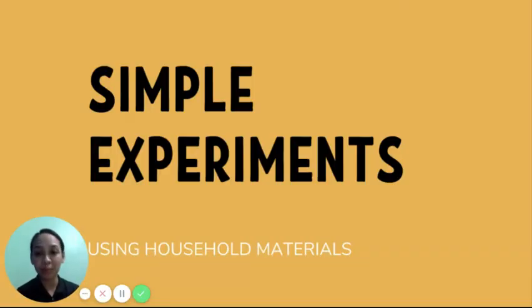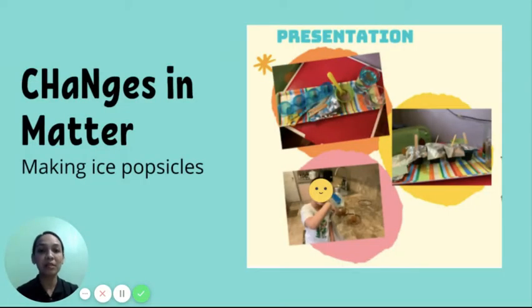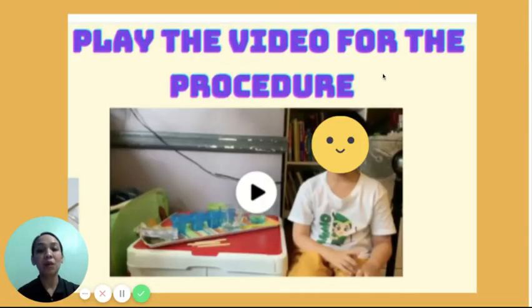So we can make use of simple experiments using household materials. So here is my sample experiment that they did at home. This is all about the changes in matter. I asked my students to make ice popsicles. So they vary in their presentation of their work. One student opted to take pictures of his work, and one student chose to take a video of himself doing the procedure on how to make ice popsicles. This is very fun for your students. My students get to enjoy this.